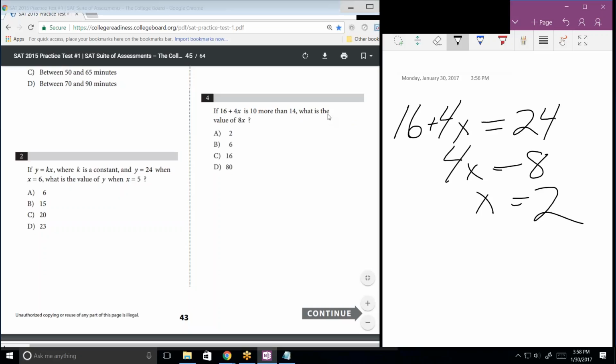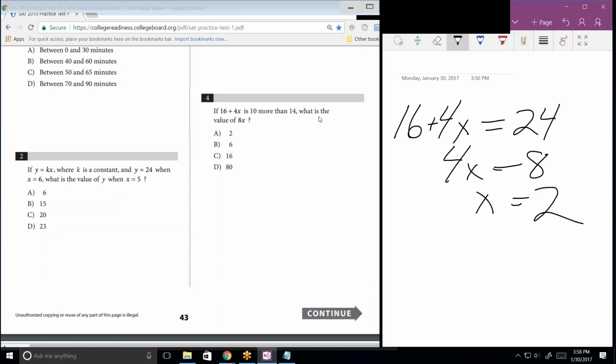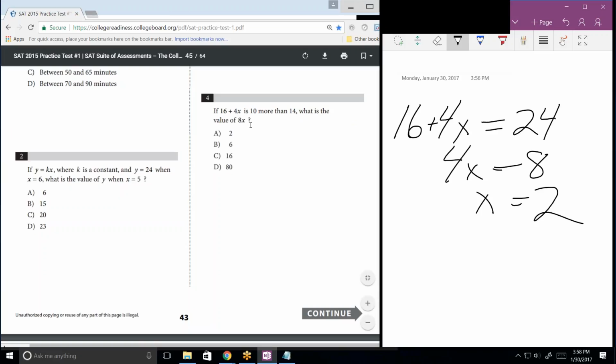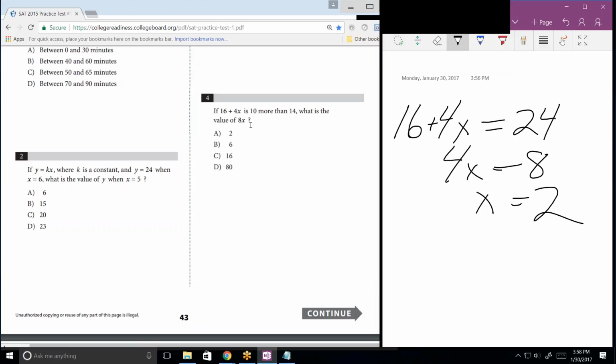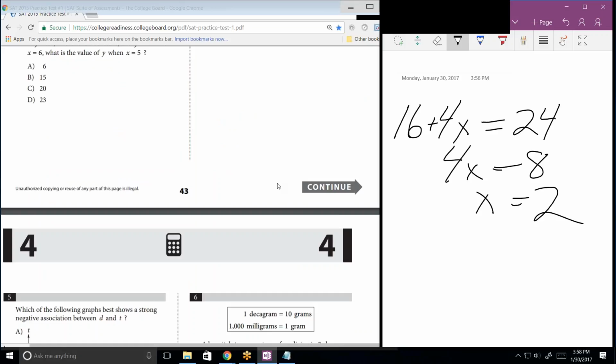Oh, excuse me. What's the value of 8x? 16. Yeah. In other words, they trick it up a little bit. And they trick it up just enough that if you're not paying attention, you're liable to make the mistake I made and answer 2. In other words, x is 2, but they're not asking for x. This is the value of 8x.